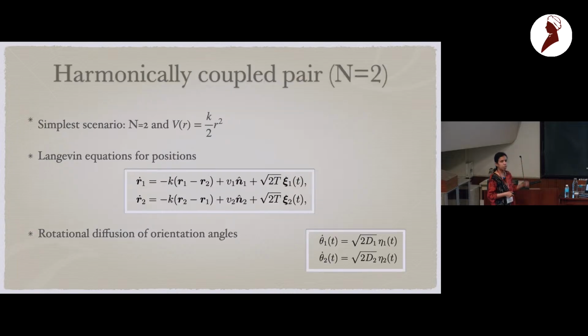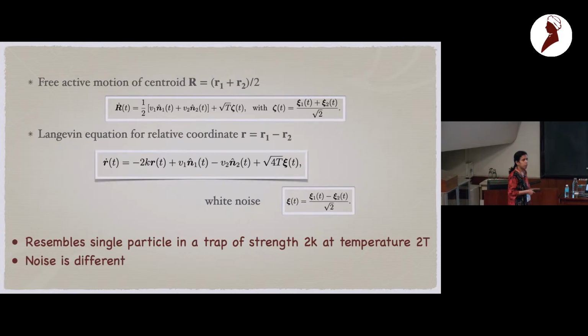First we have the simplest scenario where there are only two particles. That's the starting step, and the potential is harmonic, so that the equations are linear and we can do something analytically. These are the explicit equations of motion. We have the first particle, this is the force on it from the second particle, and self-propulsion and thermal noise, and similarly for the second particle. Both orientation angles, theta 1 and theta 2, are angles with the x-axis, and they diffuse with rotational diffusion coefficients. Since we are interested in the emergent interaction between the two particles, we decompose their motion into the centroid and relative coordinates.